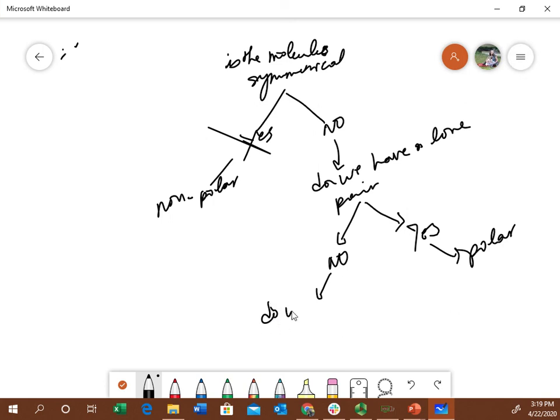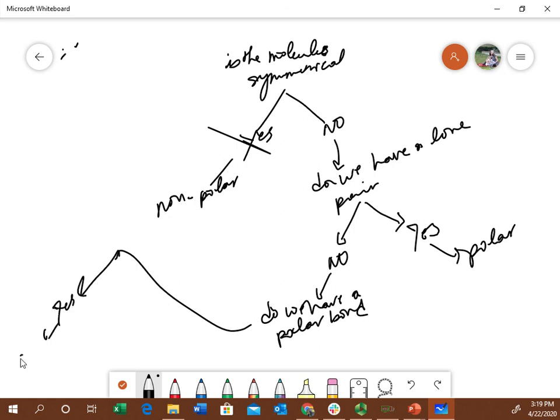So we can ask another question. Do we have a polar bond? If we answered yes, then the molecule is polar. If you answer no, then the molecule is non-polar. I think that's the best way of determining polarity.